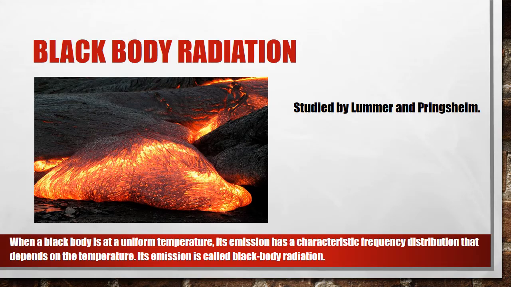Now, what is the speciality of black body radiation? What is black body radiation? When a black body is at uniform temperature, it will emit all the frequencies, and these frequencies will show a characteristic distribution depending upon the temperature of the black body. And this radiation is called black body radiation. I repeat, when a black body is at uniform temperature, it will emit radiation and their frequency distribution shows some characteristics. And this characteristic distribution is called the black body radiation spectrum.